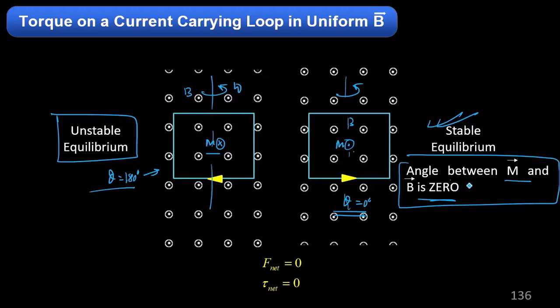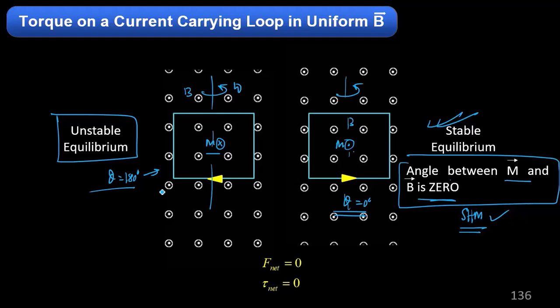And under the stable equilibrium situation, the particle will perform SHM. So that will define another type of classification problem. If there is a loop placed in a magnetic field and a current is flowing, depending on the direction of the current, I can understand the nature of equilibrium. Means if theta is 0, then stable.